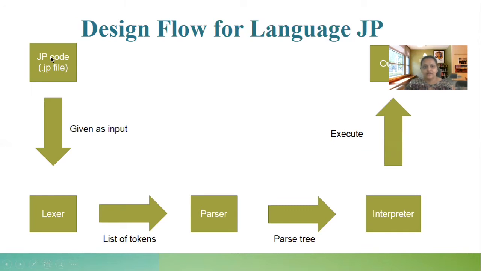We will have a .jp extension file, which will be given as input to a lexer. The lexer will give out a list of tokens. The parser takes in the list of tokens and produces a parse tree. The parse tree is our intermediate code. This intermediate code is given to the interpreter, which will execute it to give us the output of our program.